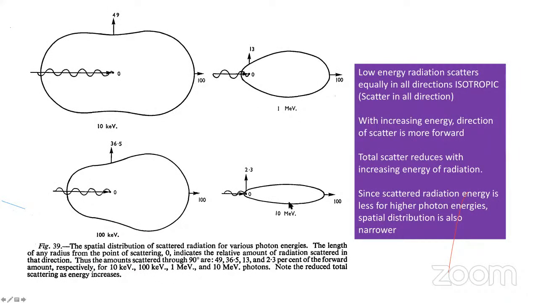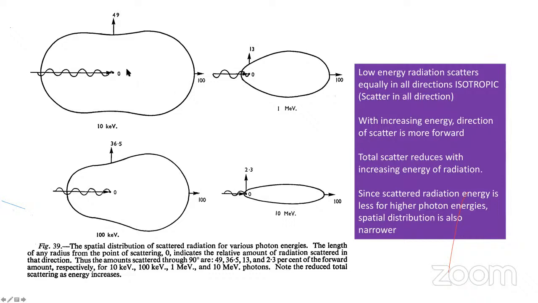Now, I like to keep the message very simplistic. If you go to modern textbooks, sometimes they go into much more detail to bring out some finer aspects. But I think understanding the broad concept is much more important. So here, these are different energy photons: 10 keV, then 100 keV, then 1 MeV and 10 MeV. So you can see the energy.